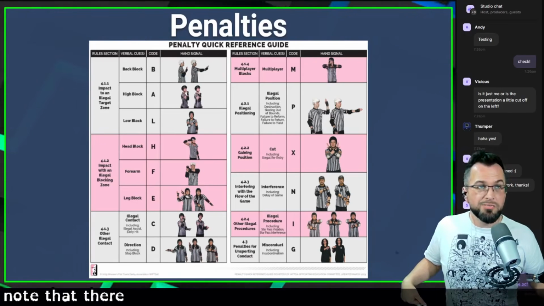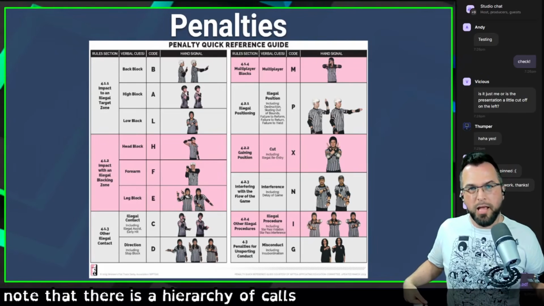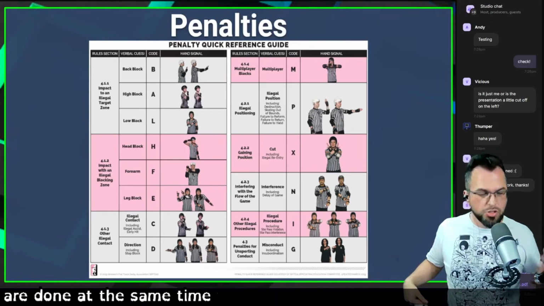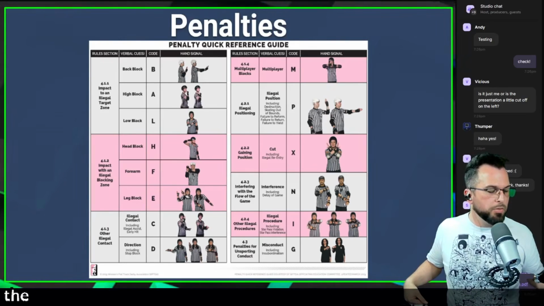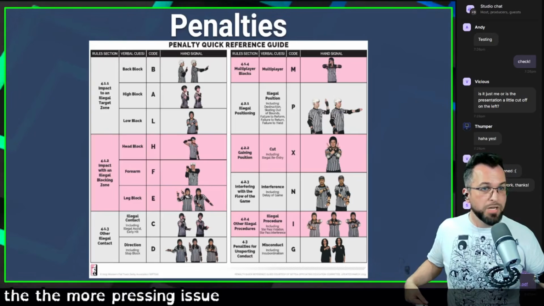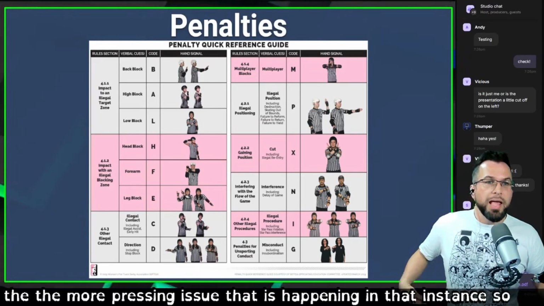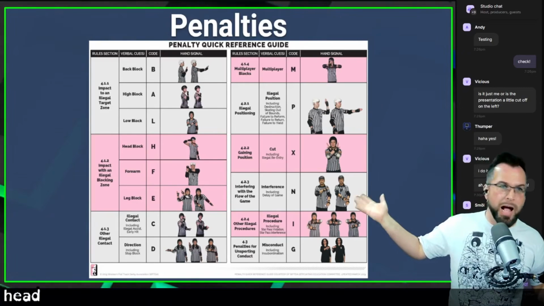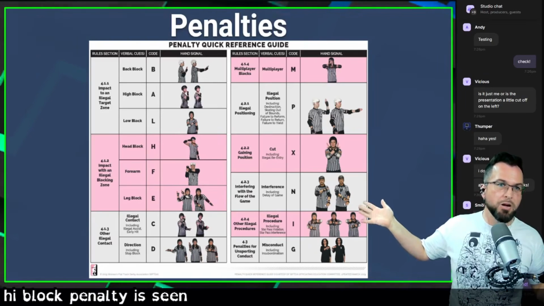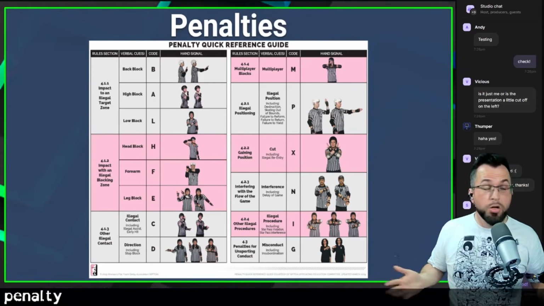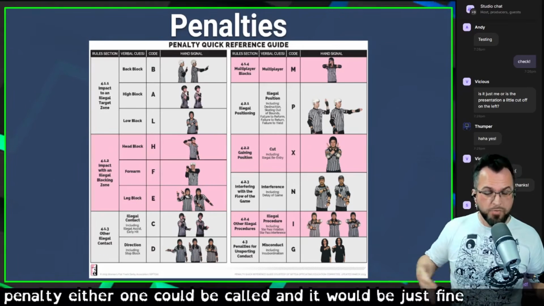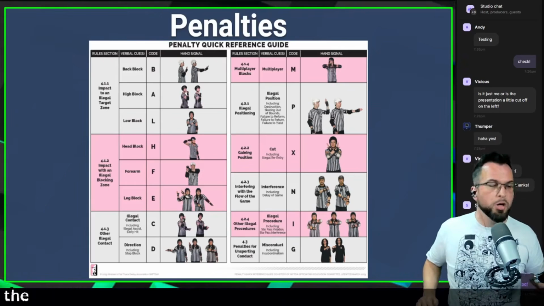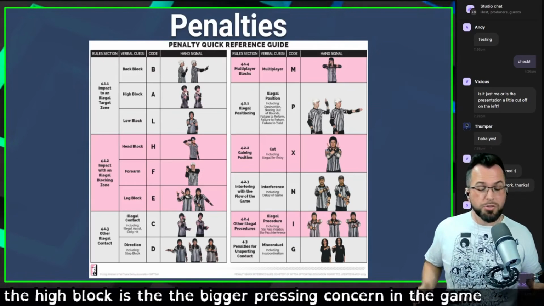Note that there is a hierarchy of calls, and if multiple illegal things are done at the same time, you should think about what is the more pressing issue that is happening in that instance. So if someone is using their forearm and making contact to someone's head, a high block penalty is seen as higher on the hierarchy than a forearm penalty. Either one could be called and it would be just fine. But if you really have to nail down what it should be, the high block is the bigger pressing concern in the game. So just call what you see.